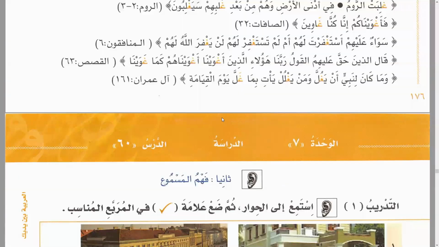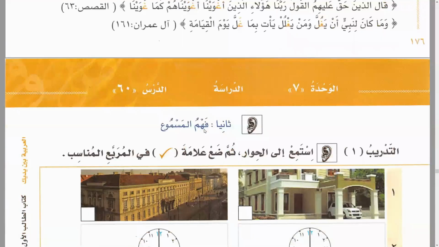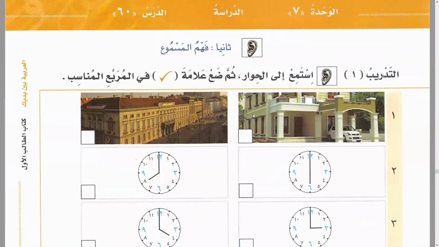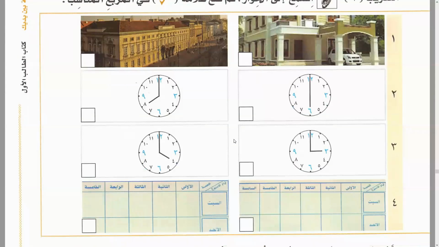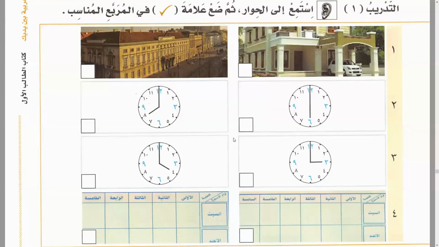Okay, that's it, alhamdulillah. These are just verses. Now we have Fahm al-Masmu' again. So we have to choose the appropriate pictures. We have like 8 pictures. Let's find the audio. Okay, not this one. One second, please.